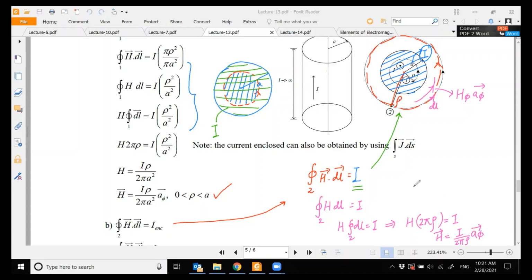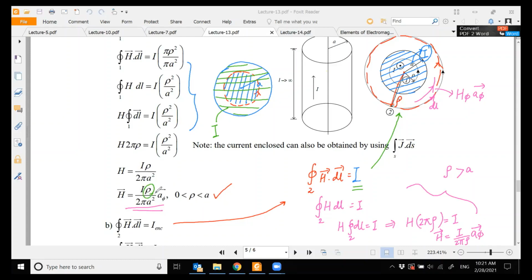So this is in the region where rho is greater than A, that is greater than the radius of your wire. And the other expression is for rho between 0 and A, that is inside the wire. So this is inside the wire, this is outside the wire. If you see, guys, inside the wire, it is proportional to rho.